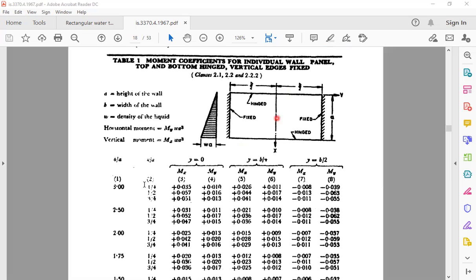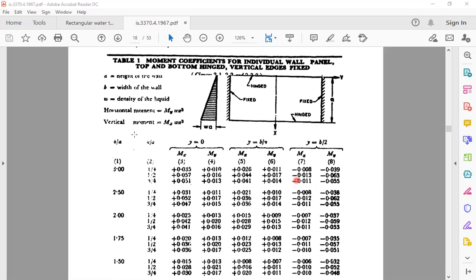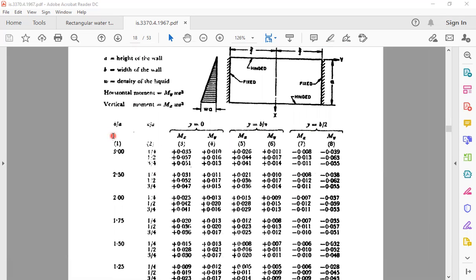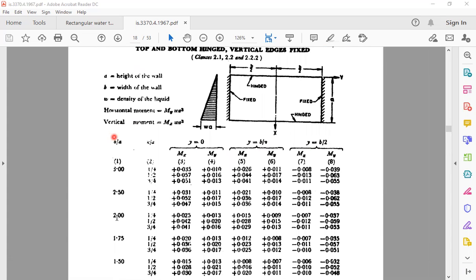So x by A means at various values of this: 1 by 4, half, 3 by 4, and 0. These are the values with respect to which we are going to obtain the values of Mx and My for Y equal to 0 or maybe B by 4. So B by A is the first one we need to calculate, that is length by height, and let's say L by H is equal to 2. For this we are going to obtain the maximum value of the coefficient. So the maximum value here is this Mx, it is 0.42, and again it is 0.28.